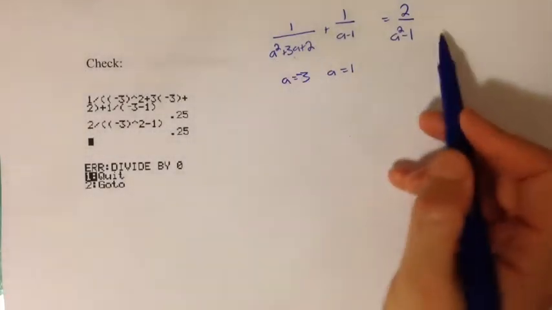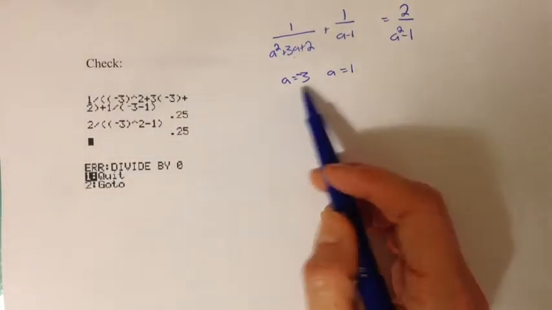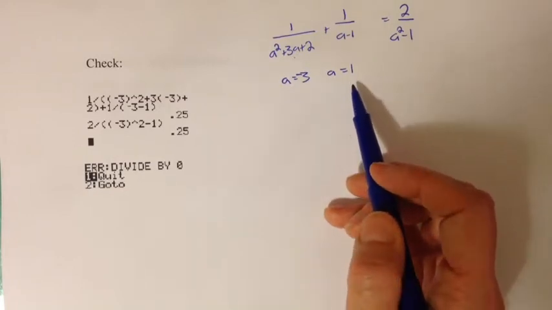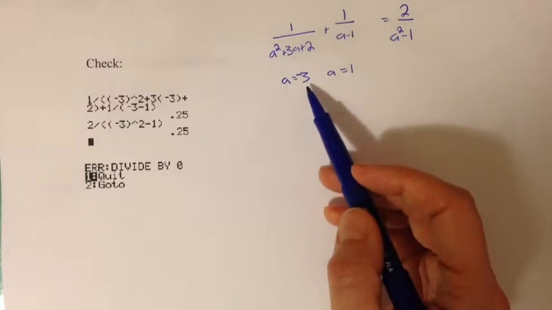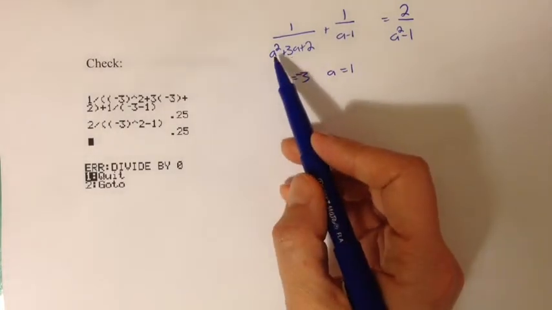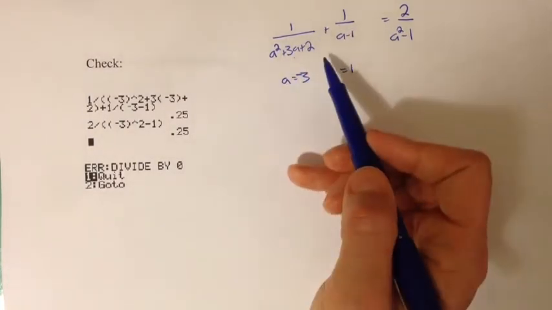However, before I decide that I'm really done, I should go back and check my answers to make sure that they really work. This time, I'm going to show you how I put that into my calculator. Remember that this is our original equation, and these are the two answers that we'd like to check. To check and see if a equals negative 3 is a good solution, I'm going to start by plugging in negative 3 to each a on the left-hand side of the equation.